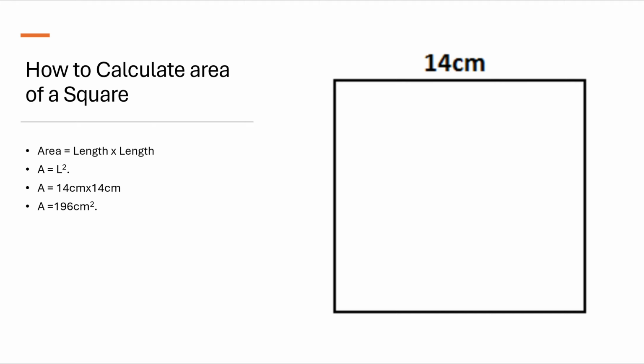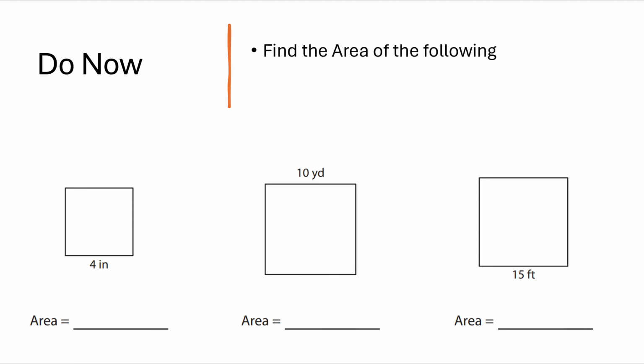Excellent. I will give you guys 5 minutes to do a do now. Find the area of these three squares. One is 4 cm, one is 10 cm, one is 15 cm.